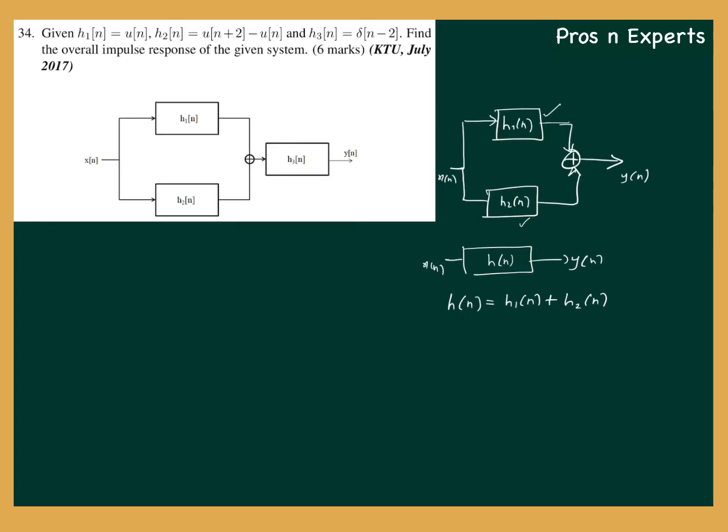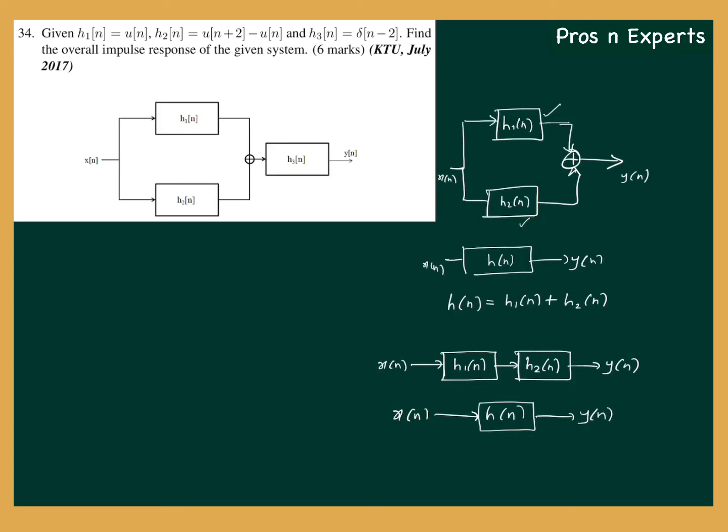Okay, that's one point. Then if two systems with impulse response h1 of n and h2 of n respectively are cascaded, then these two systems can be replaced by a single equivalent system h of n, where h of n is given by the convolution of the individual impulse responses. Okay, so h of n equal to h1 of n convolved with h2 of n. So if you have these 2 points, then it's very simple to solve this problem.